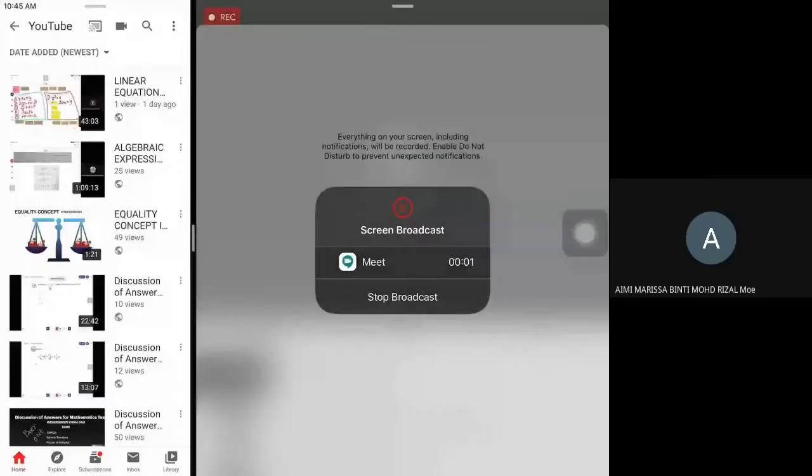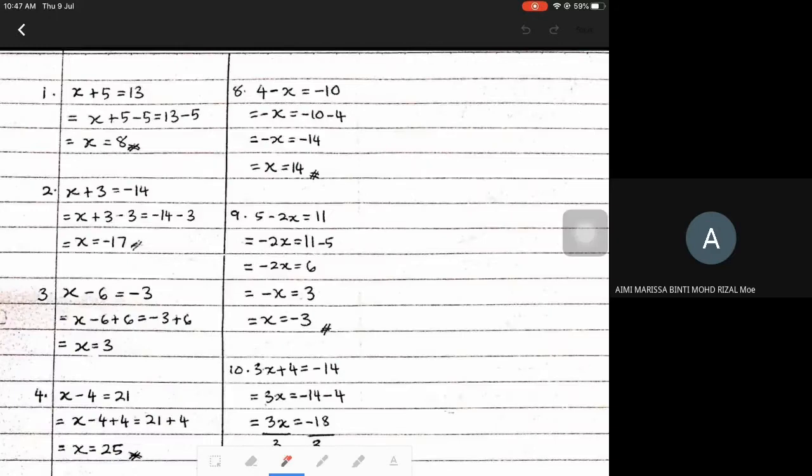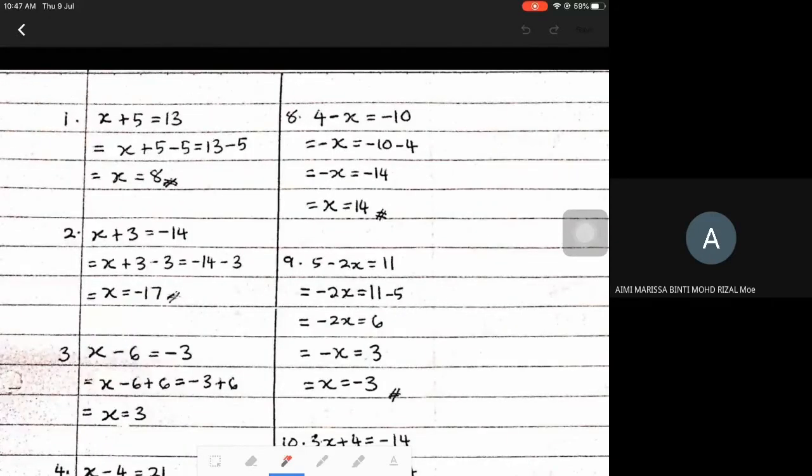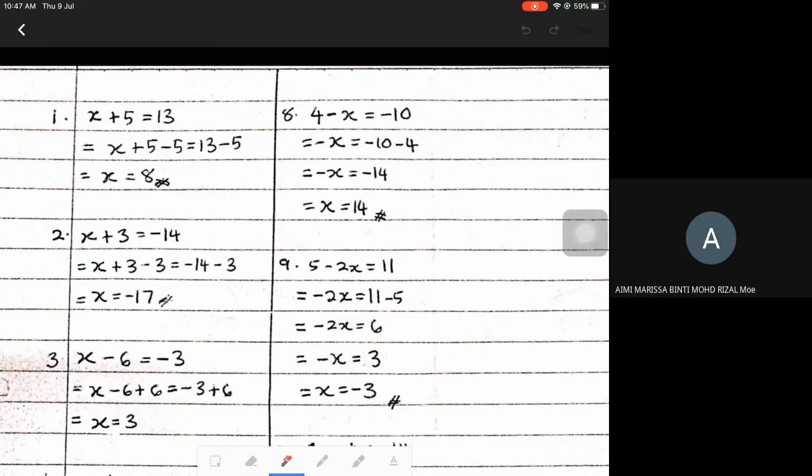So, today we are going to discuss the answers for the questions given yesterday. So, tadi siapa punya ni? Alia kan? Okay, let's see number 1. Okay, number 1 kita tengok Alia punya. Maybe 1, 2, 3 lah. 3 questions. Okay, number 1, x plus 5 equals to 13.